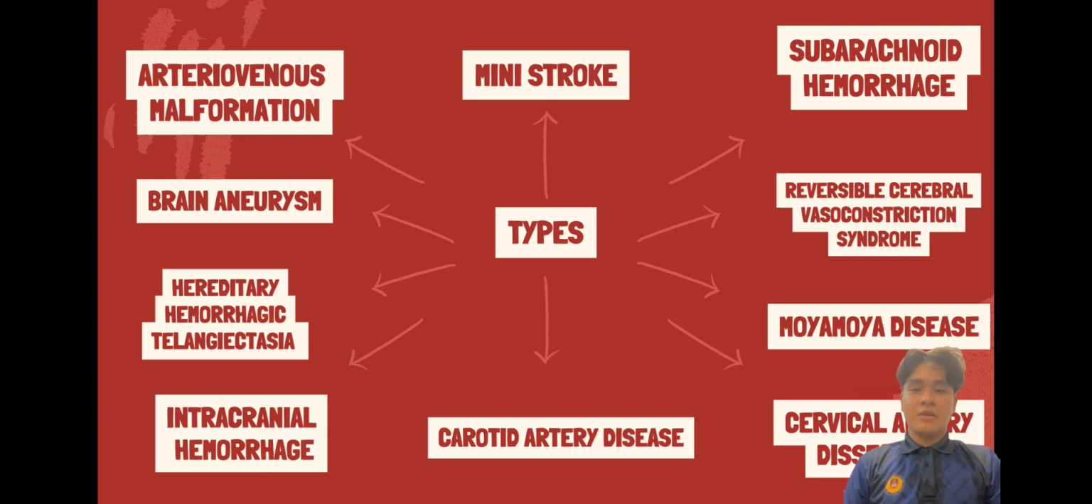What are the types of cerebrovascular disease? Stroke is the most common type of cerebrovascular disease. Other types of cerebrovascular disease include, but are not limited to, arteriovenous malformation (AVM), brain bleed, hemorrhage, intracranial hemorrhage, and cervical artery dissection.